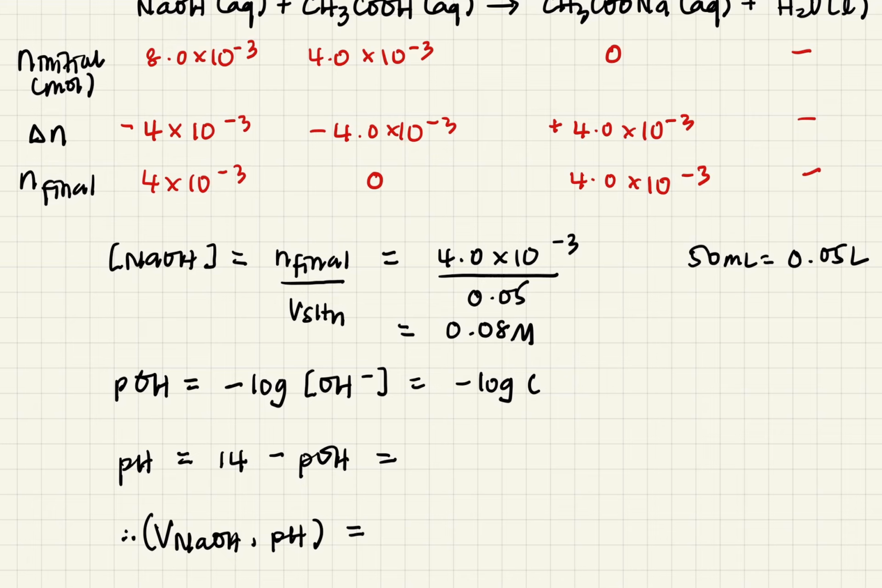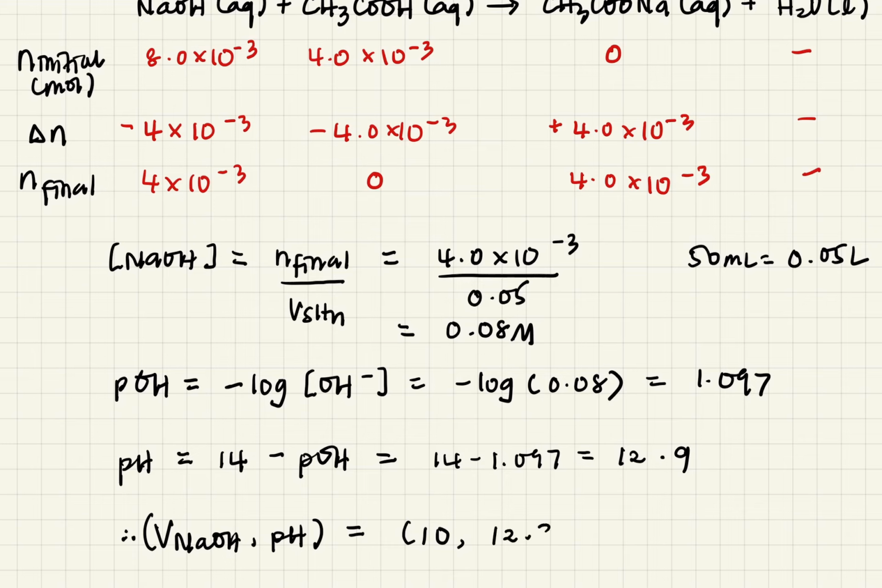So you can find the value of your pOH. It will be 1.097 for your pOH. So your pH will be 14 minus 1.097, and you will get 12.9. So now you have your coordinate for when you add 10 mL of weak acid. That will be 10 mL of weak acid, pH is 12.9.